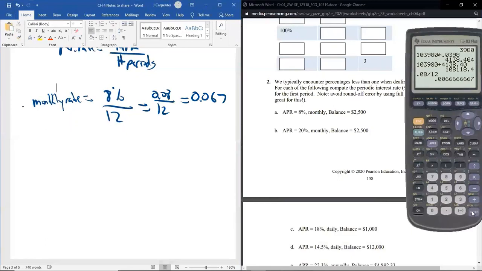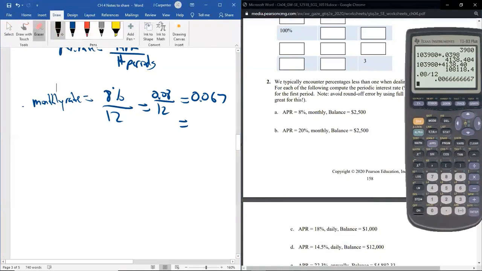Now, that is an actual answer, but it's a decimal. We like to see our rates as percentages. The annual rate was written as a percentage, so let's convert this to a percentage. I'm missing a 0, aren't I? Yes, I am. That was 0.0067. So when you move the decimal right twice to convert it to a percent, you get 0.67%.